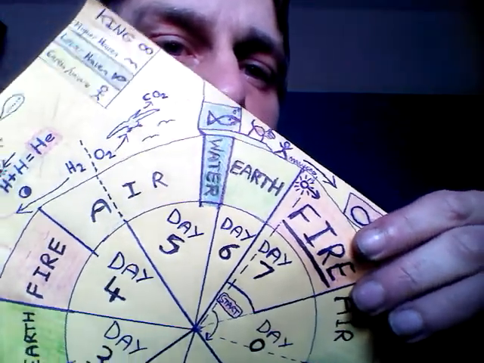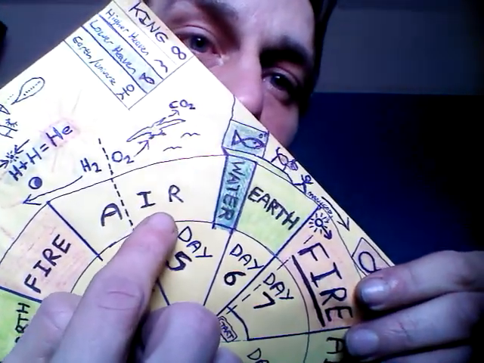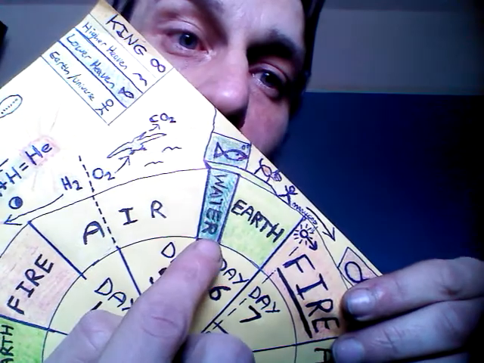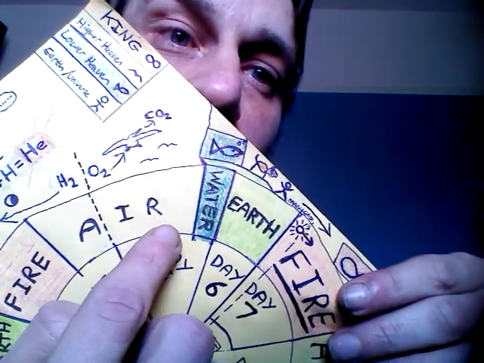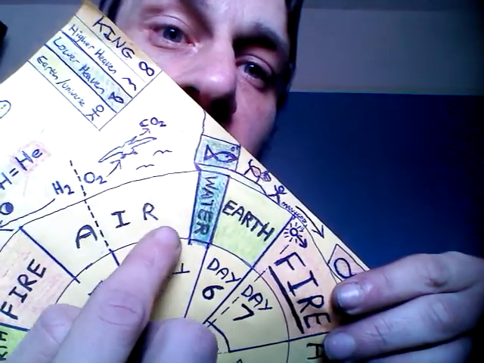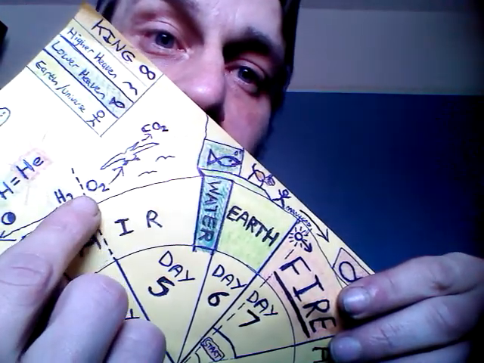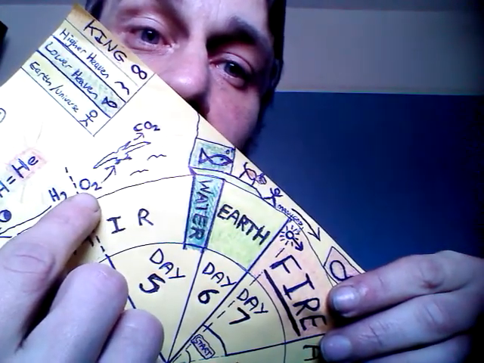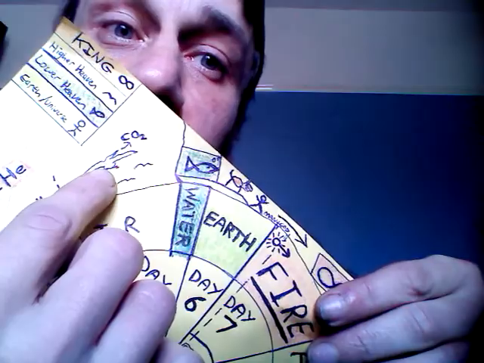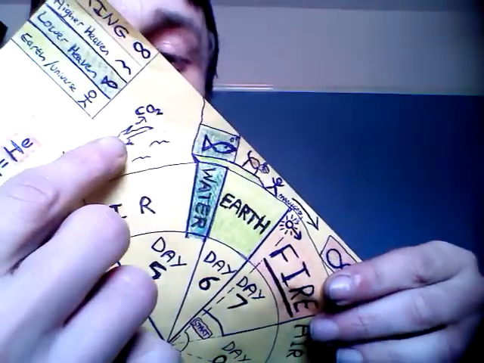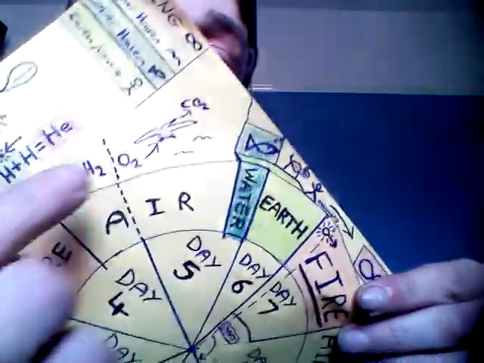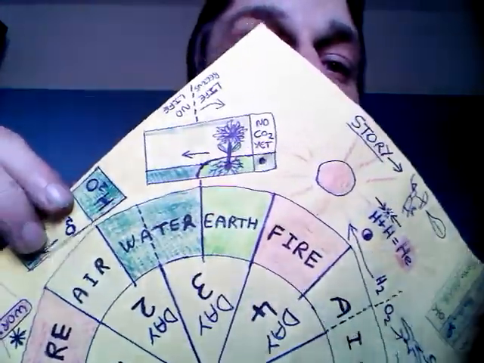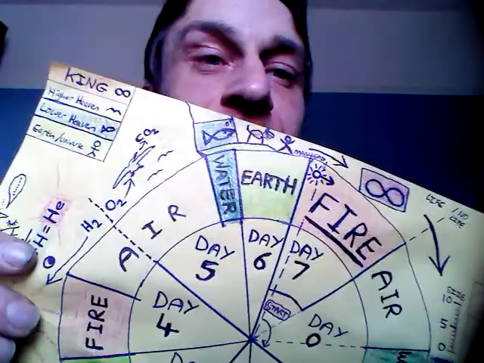Then on the fifth day, God creates all the life which is in the air and all the life which is in the water, the birds of the air and the fish of the sea. Because after he's taken the hydrogen away, that leaves the oxygen behind to feed all the life. And then they start producing carbon dioxide, which can then start feeding the plants, so they can start growing as soon as they've been watered.